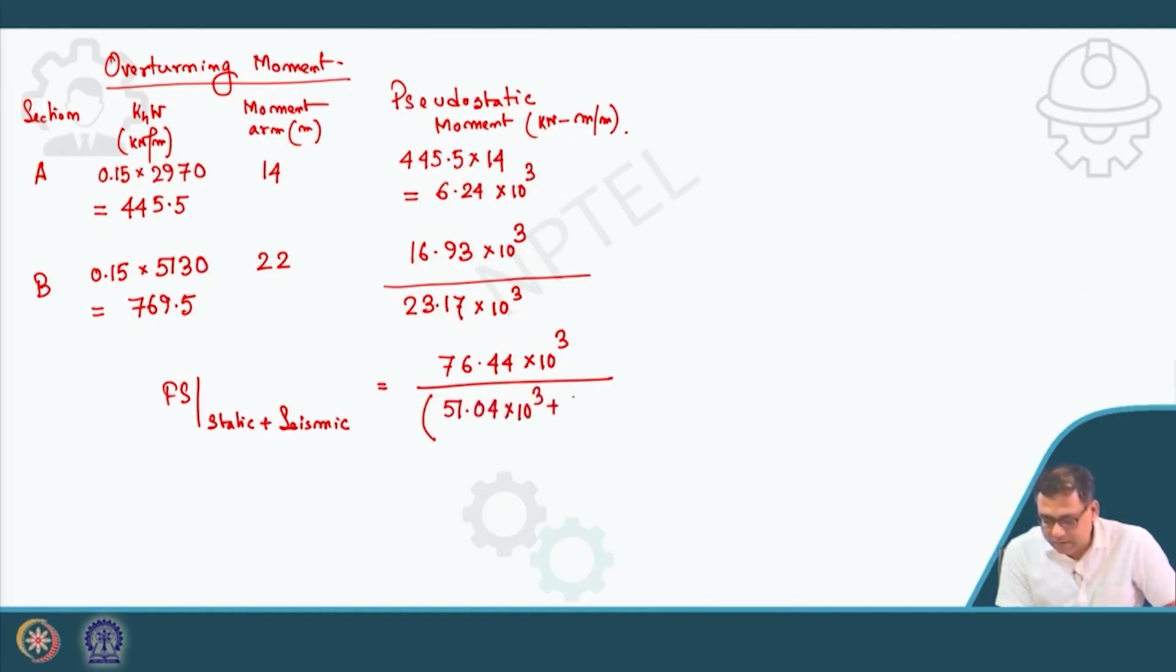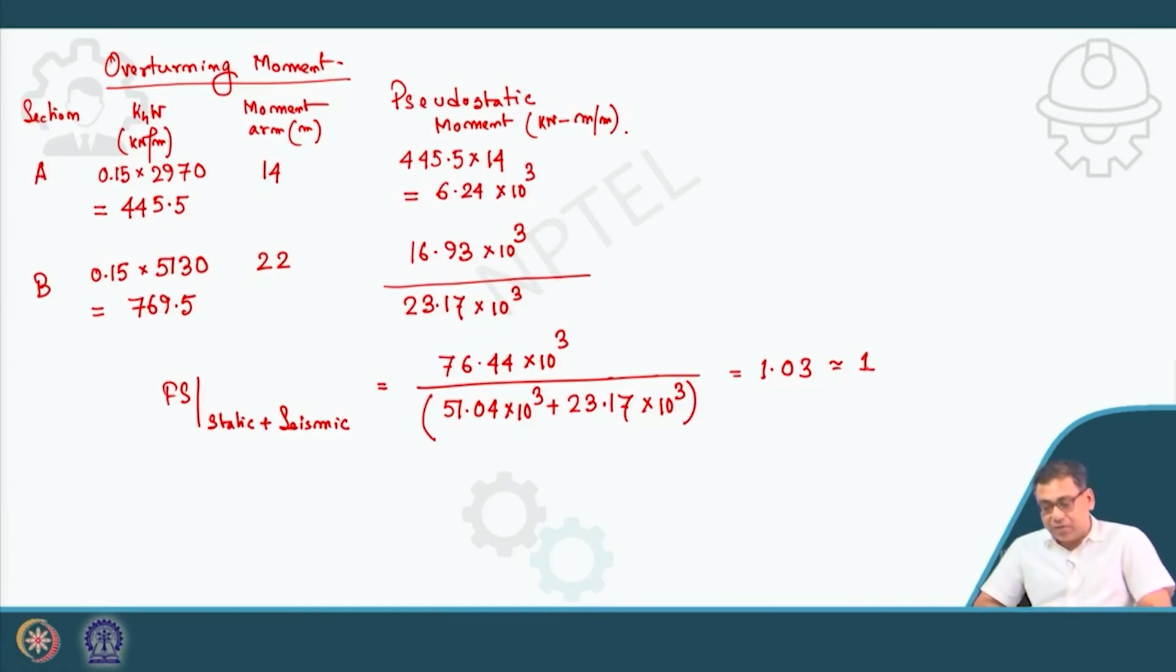In addition to that, a pseudostatic moment is being incorporated, which will act to 3.17 into 10 to the power 3. So the factor of safety is 1.03, which is close to 1. So you can see initially in the static condition, the factor of safety was 1.5. Now that factor of safety will reduce to 1 if I consider this seismic force. So, this way we can get the factor of safety.